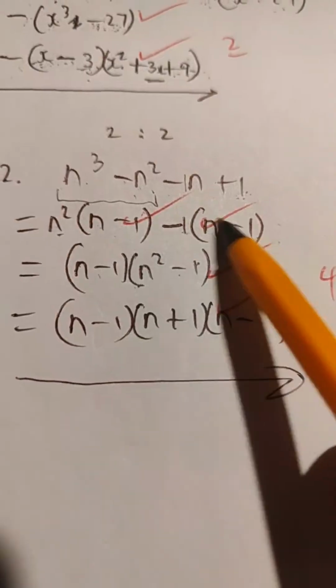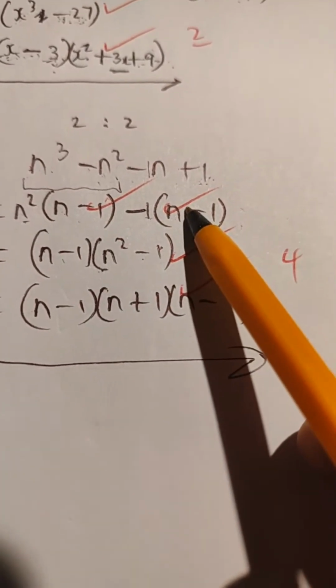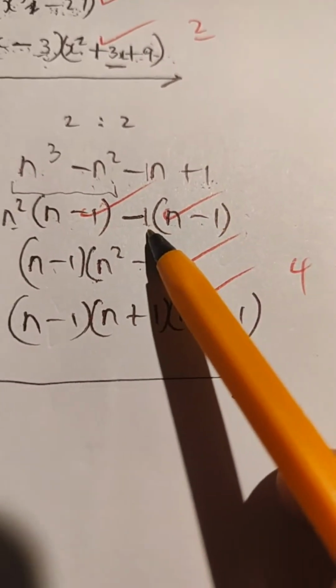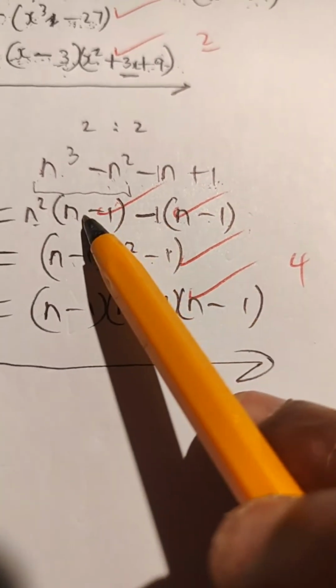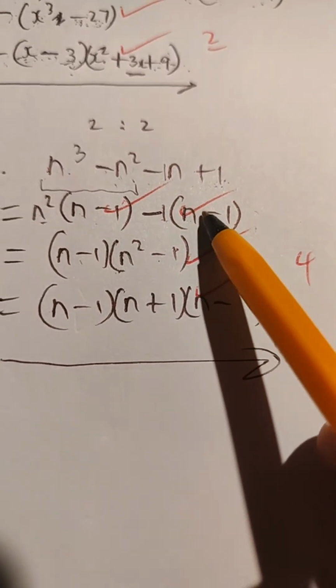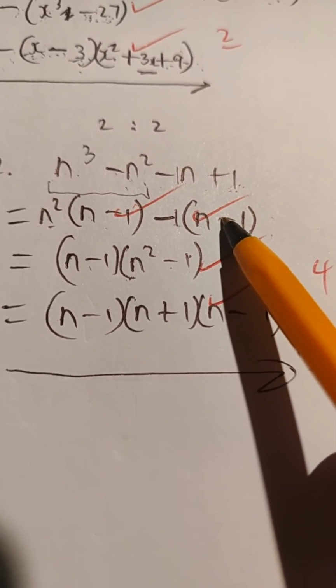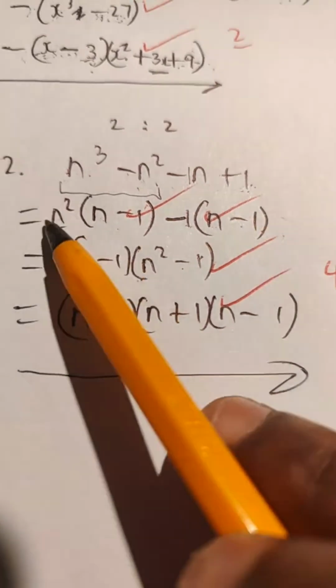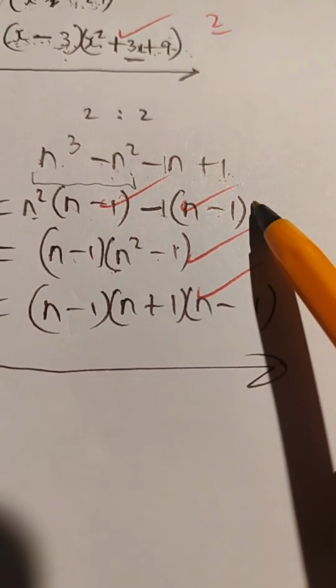How many terms do we have? 2. We ask, is there a need to apply the sign change rule here? No, because we have brackets that are the same, n minus 1 and n minus 1. Is there a highest common factor? And by that we ask, is there a highest common factor sign? Well, it is positive.